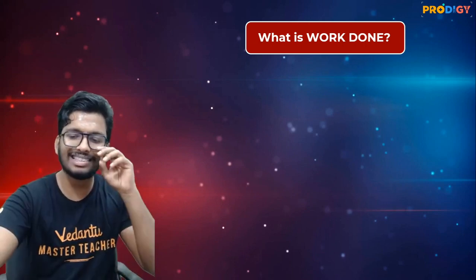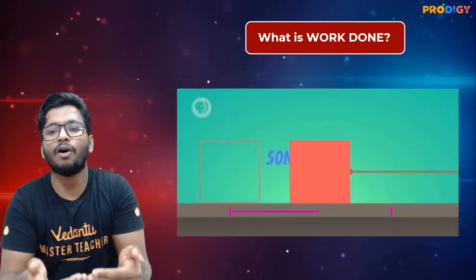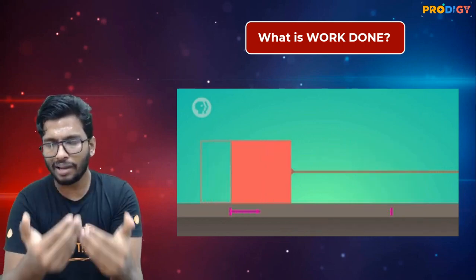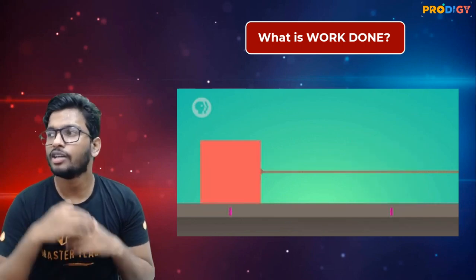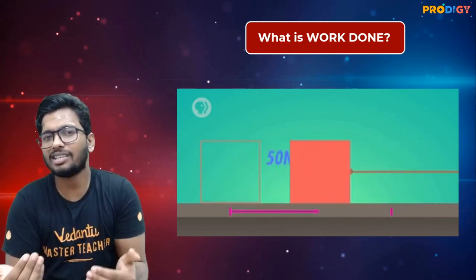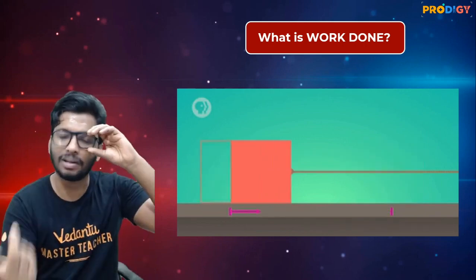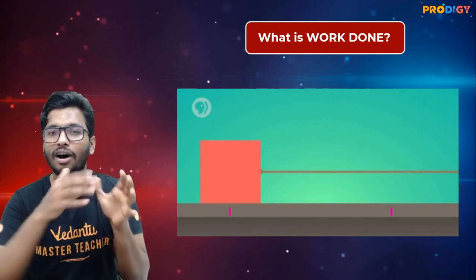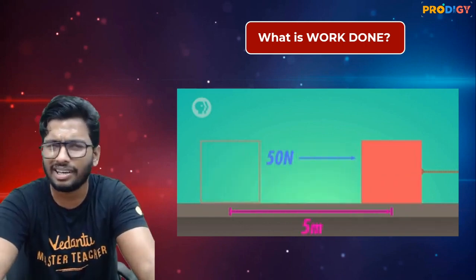So what is work done, people? Work is said to be done scientifically when force applied on a body creates some displacement. If the force applied on a body creates some displacement, that is when work is said to be done. So in order for you to say that work is done, you need two factors. One is your force. Obviously, you have to apply some force. And the second is displacement. If there is no displacement or if there is no force applied, work is not said to be done. Simple.